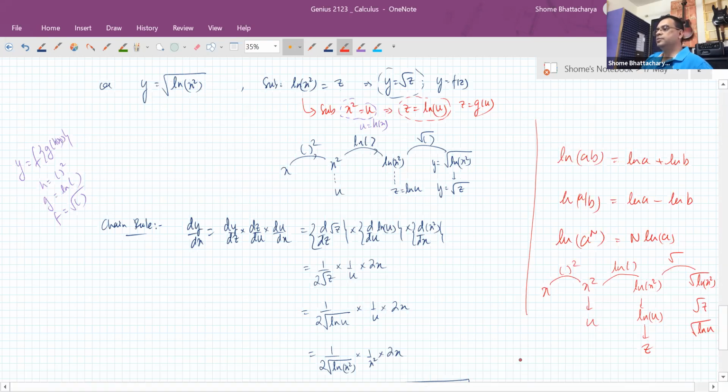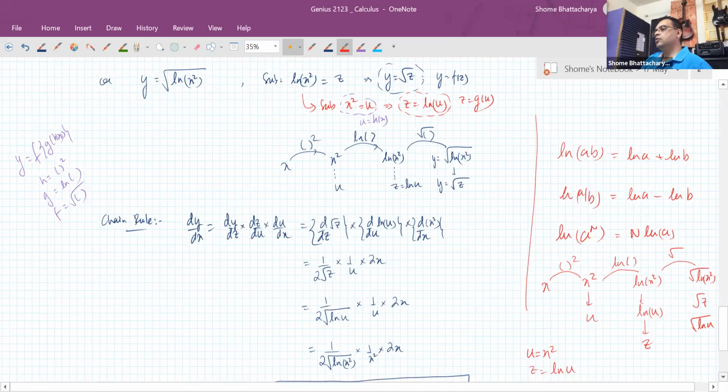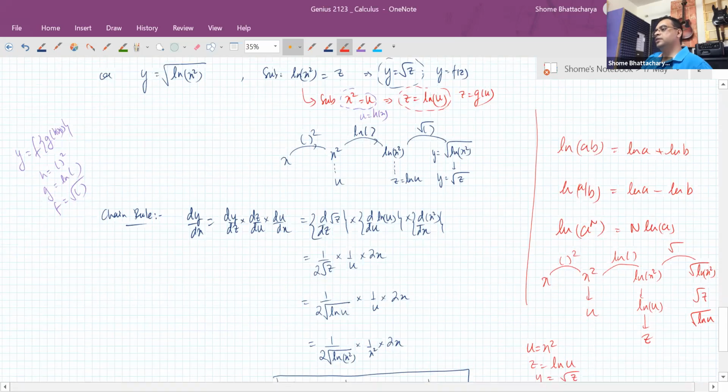So we have these two substitutions: u is equal to x square, z is equal to ln u. So finally y is equal to square root of z. So these are the substitutions that we use. That's why our chain rule now has these three terms.